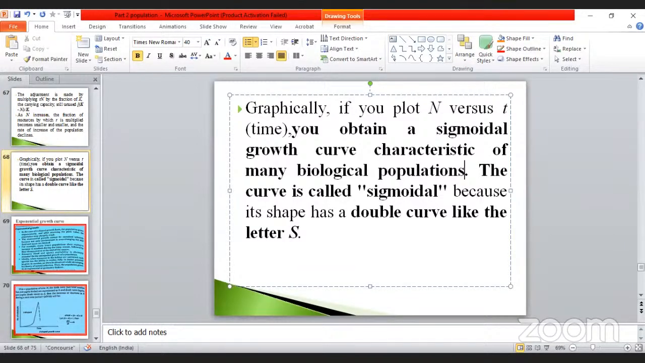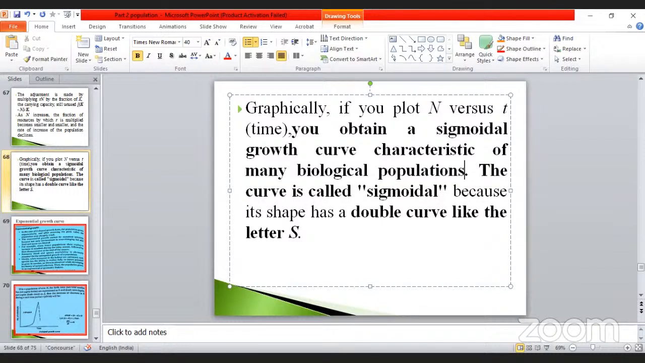You can get a sigmoidal growth curve. It's also plotted as the number of individuals against time. As time increases, individuals increase. Okay, it depends upon their natural resources. What are the natural resources present in it? You know about the environmental factors. That is nothing but the food and shelter and also space.